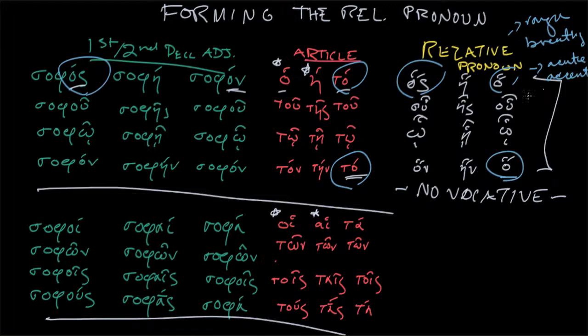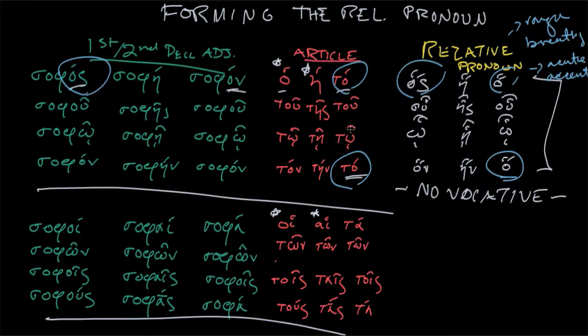So I'm writing it as an acute here. In practice, if it's followed by another word, it will mainly be grave. For the relative pronouns, you'll be seeing graves almost all the time. But note that wherever there was a tau here, we now have a rough breathing. And where there was no accent here, we now have an accent.